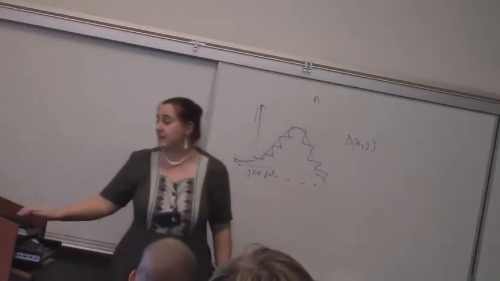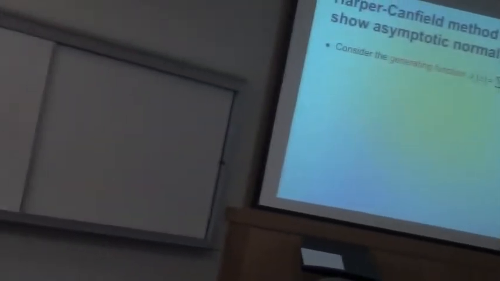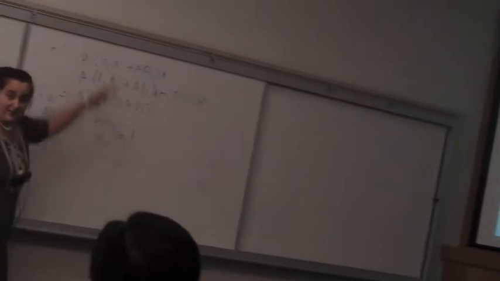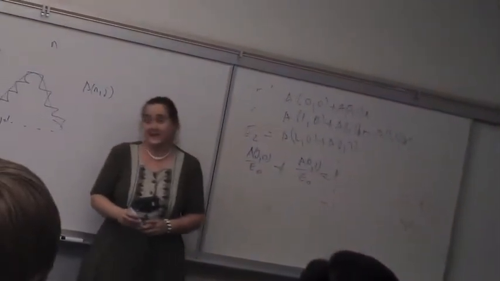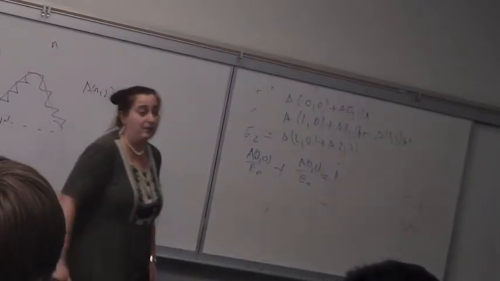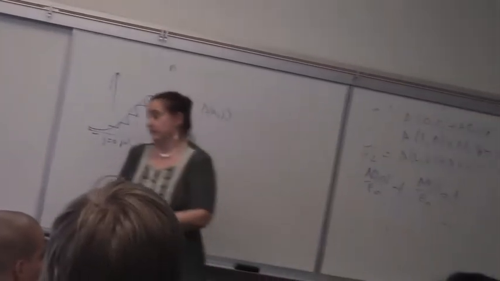So what's the Harper-Canfield method to show asymptotic normality? Consider the generating function of this array. This is how it looks. This is my constant term, this is x, this is for my 0th sequence. These are constant terms, x, x squared, that's my first sequence, and so on. You write up nice polynomials like this. Then you can easily tell what the expectation and the variance of your random variable will be using this function and its derivatives. This is a fairly easy exercise in probability.